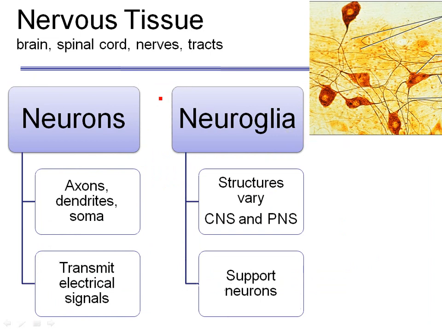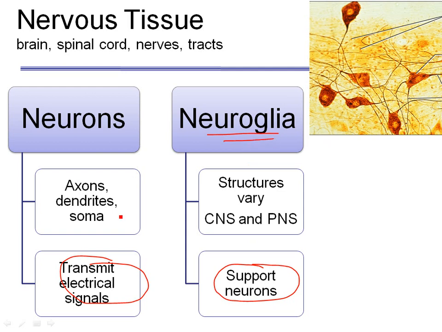Nervous tissue. Nervous tissue is brain, spinal cord, nerves, and tracts. Cells here fall into 2 categories. If they are electrically active, it's a neuron. If its job is to support neurons, it falls into a category, neuroglia.